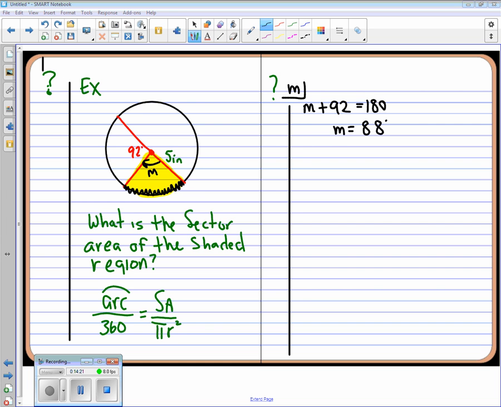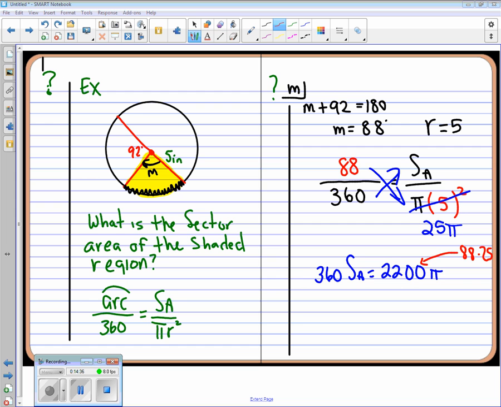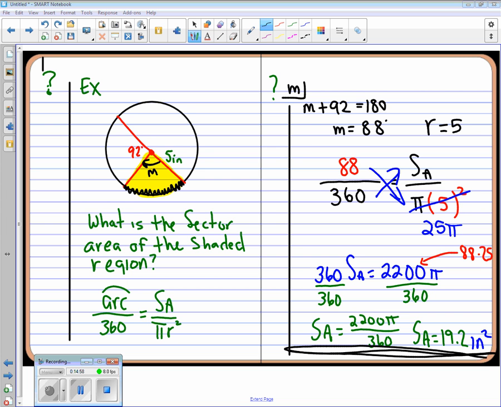And now we know the radius is 5. So we plug in the information. I'm certainly going to take care of that and turn that into 25 pi. And once again, we're just working this by cross multiplying, okay? So I get 360 times that SA, and then 2200, which is the 88 times 25 times pi. So my next step is divide, and I'll go ahead and divide that out. Put parentheses around the top part in your calculator so you can get the whole thing. And I get 19.2, and since we're talking area, our units are always squared, so it's 19.2 inches squared.